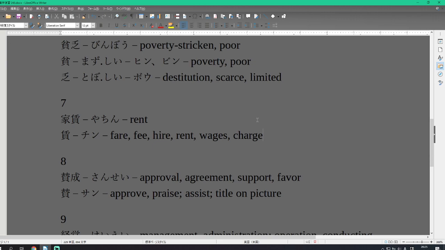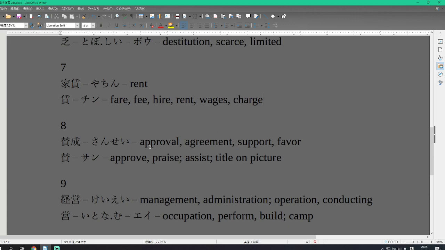Number 8 is sanse. This is another one that you might have already heard before. Se on the right side is to do or to become. San on the left side is to approve, praise, assist, or it can mean the title on a picture. Sanse no san. Articles in this kanji are two men above money. So they're giving approval, praise, or assistance for money. The two men, one is giving the other praise and assistance.